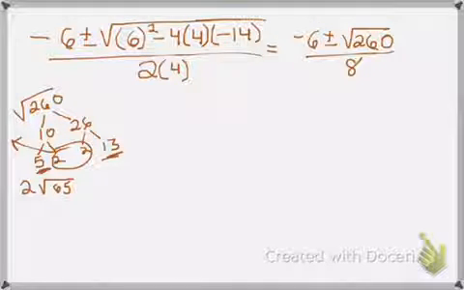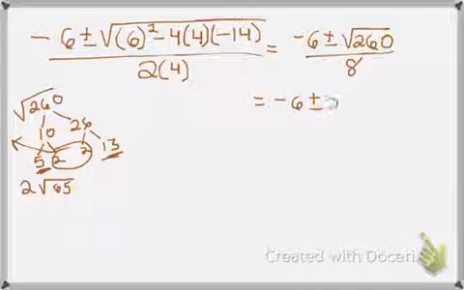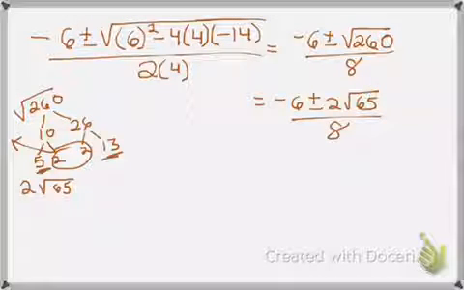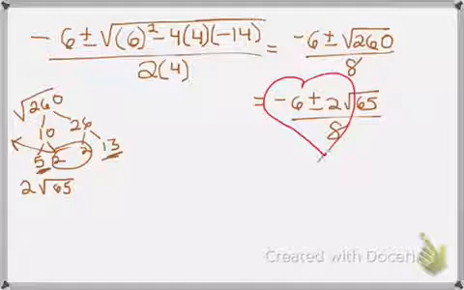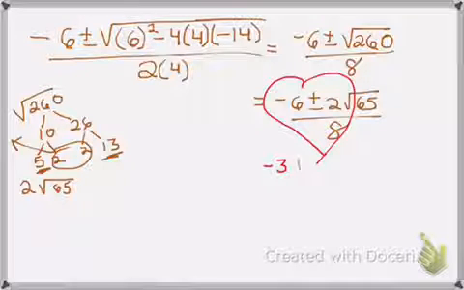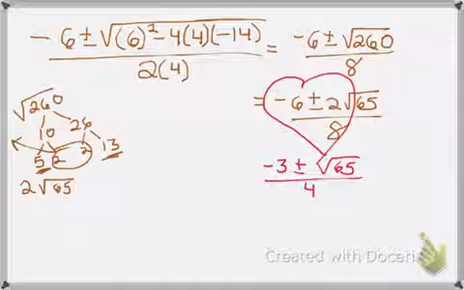So I go back and plug that in, and I will have negative 6 plus or minus 2 square root of 65 over 8. And remember, I told you the only time you do the 3 parts of my heart is whenever you still have that square root. And I do. So I find a number that divides into negative 6, 2, and 8, which is 2. So that will give me negative 3 plus or minus 2 divided by 2 is 1, square root of 65 over 4.